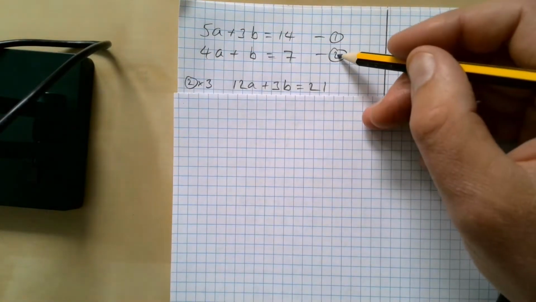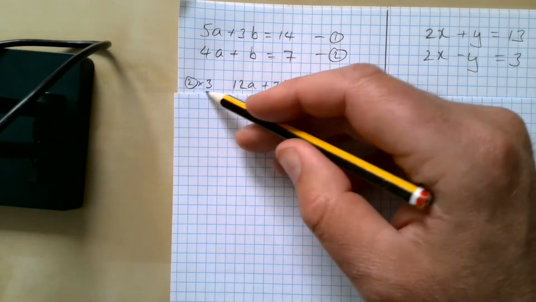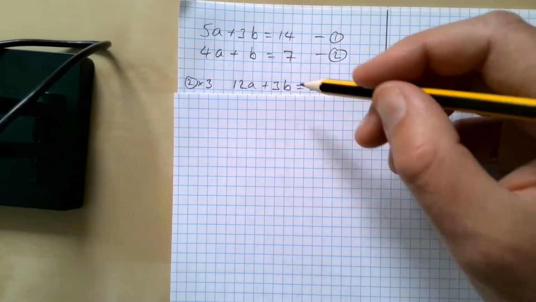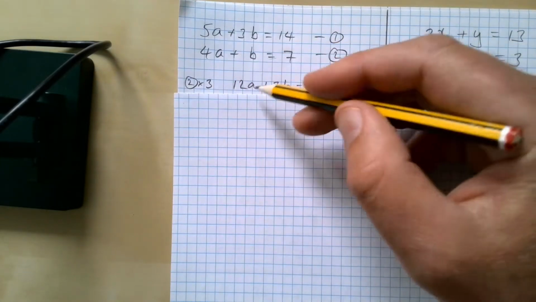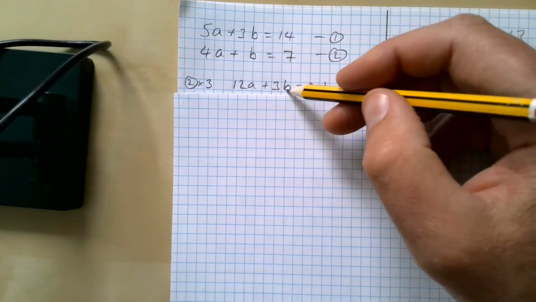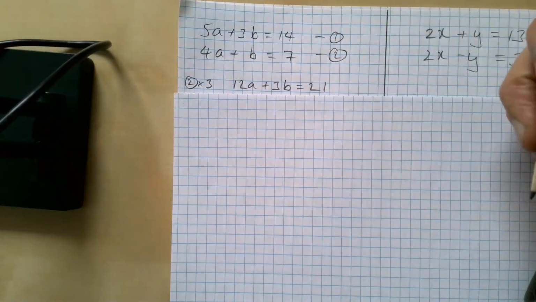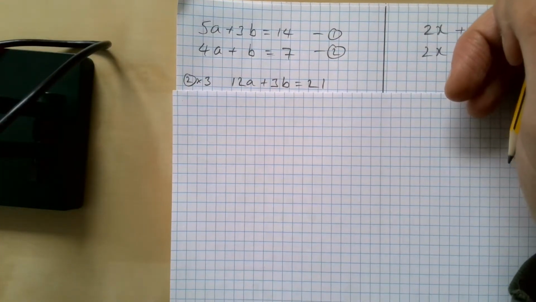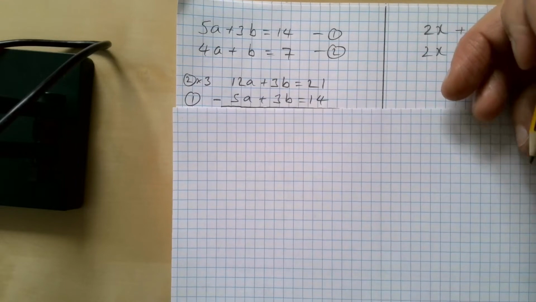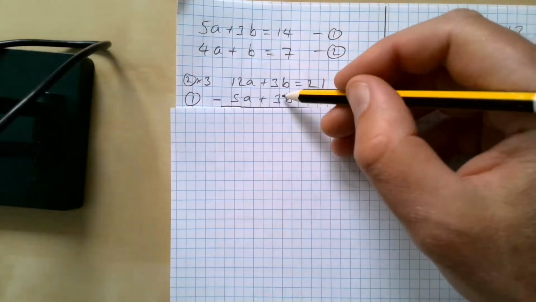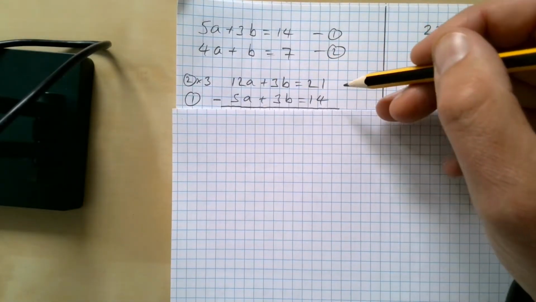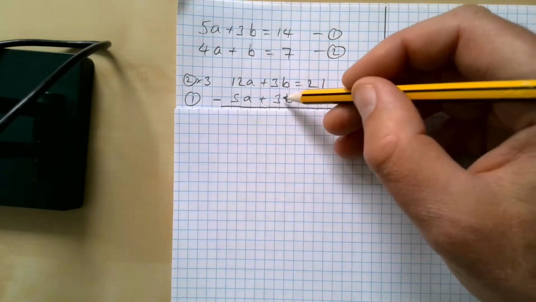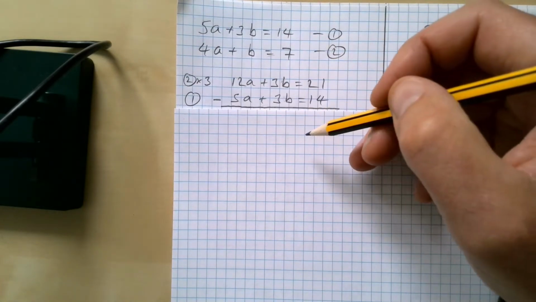Alright, so that's what I've done there in the next line. I've taken equation 2 and I've times it by 3. I write it so I'm showing the examiner I know what I'm doing here, and that gives me 12a, 3b, and 21. And then I'm going to write out equation 1 just below that. 5a plus 3b equals 14. The idea is to make one of the letters the same as each other. You can see we've accomplished that with this step.